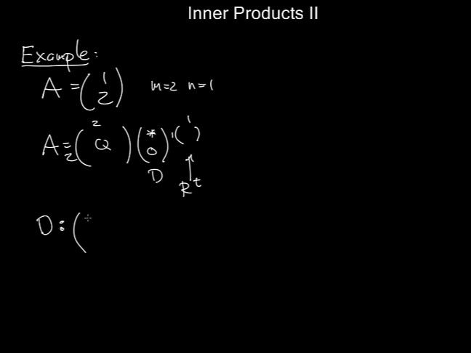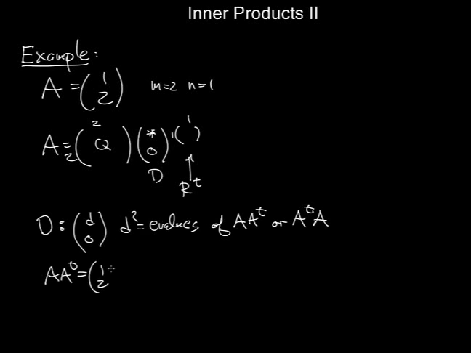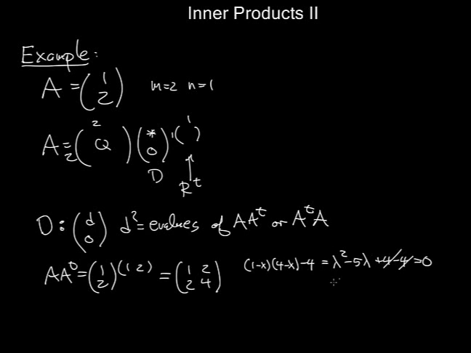Okay, so let's compute these things. D is this thing, D0, where D squared is the eigenvalue of A transpose A, or AA transpose. Let's compute those two things. AA transpose, when you multiply this times this, you get the matrix 1, 2, 2, 4. Let's compute the eigenvalues of this very quickly. What you get is lambda squared minus 5 lambda plus 4 minus 4 equals 0, which is to say lambda is equal to 0 or 5. And we're interested in the non-zero one, which is 5.